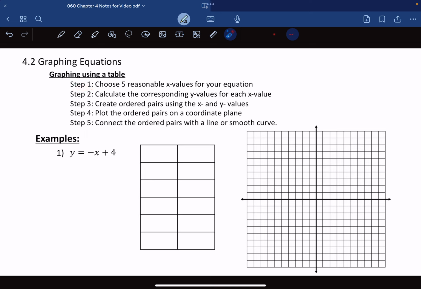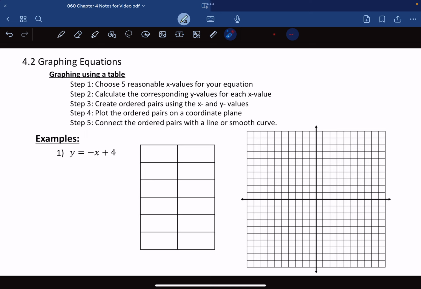Step 1, you're going to choose 5 reasonable x values for your equation. And I put reasonable here because there's no way that I can say these 5 points will work for every equation, because some equations will be centered differently on the coordinate plane than others. For example, one line might be here, where another line might be over here. We might have a line over here. We never know really where lines might be on a coordinate plane.